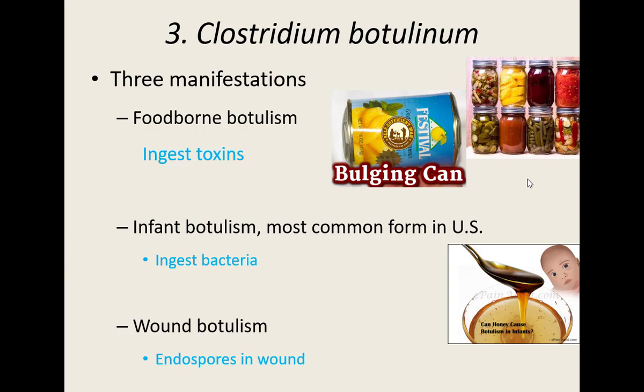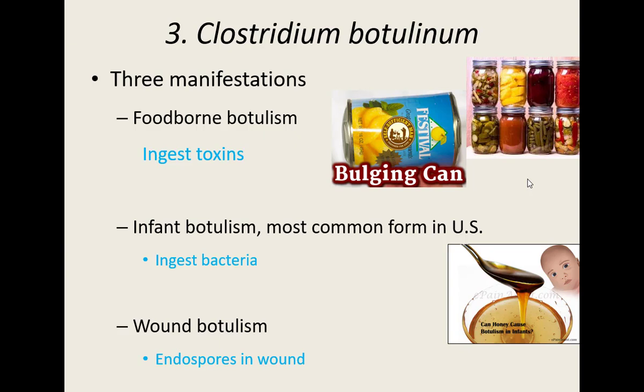It's the toxin that kills you. So there's 3 ways that this particular bacteria gets into the body. Well, I shouldn't say get in. There's 2 ways it gets in the body, but there's 3 different types of botulism. There's foodborne botulism, that's the most common, infant botulism, and wound botulism.